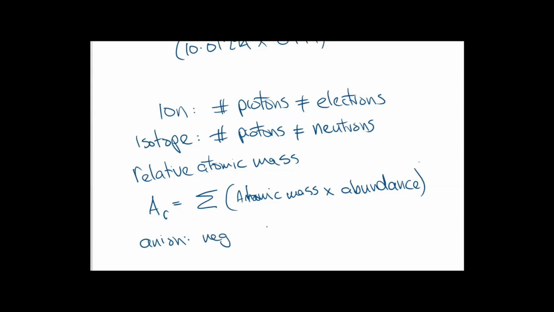Okay, one last thing, an anion is negative, so there are more electrons than protons, and a cation is positive because cats are positive. So there are more protons than electrons. So it's going to have an electric charge, a net electric charge. And that's that.